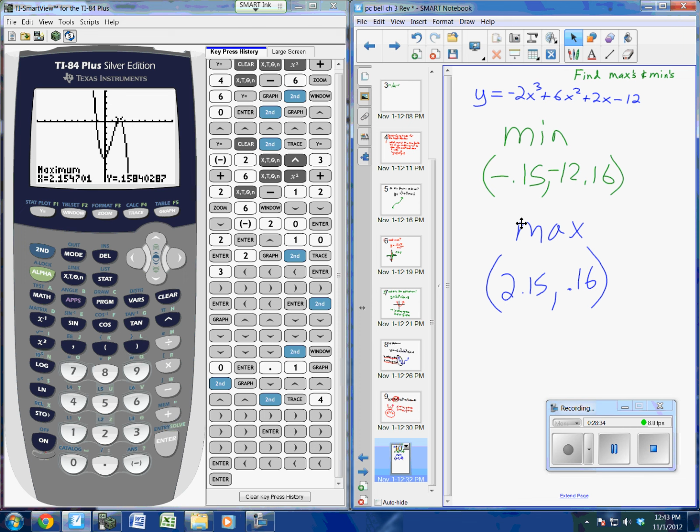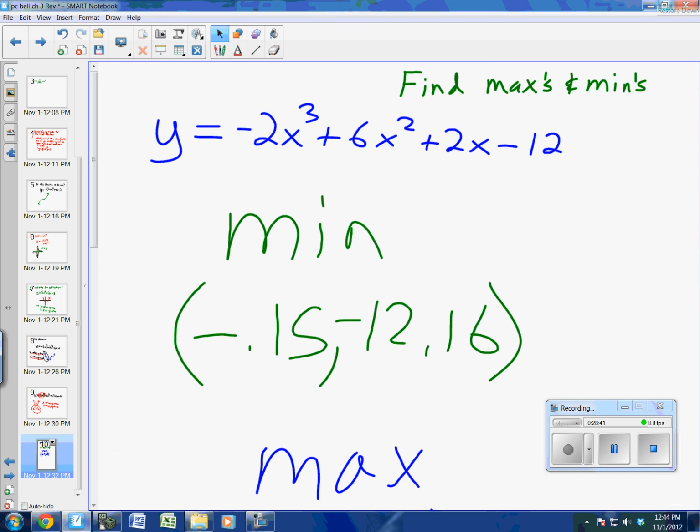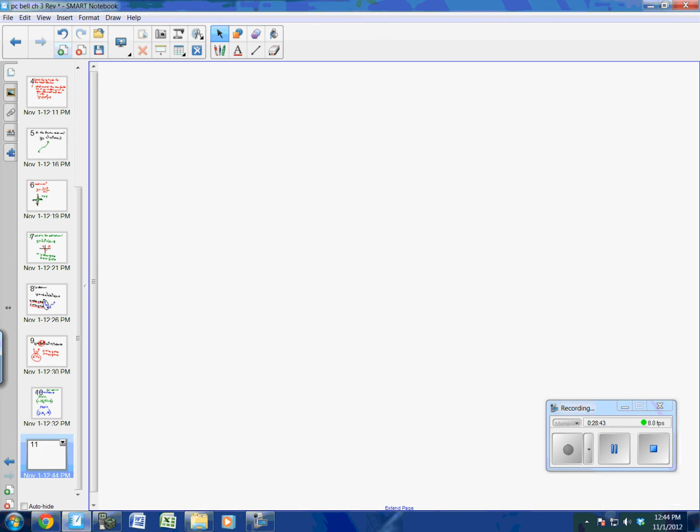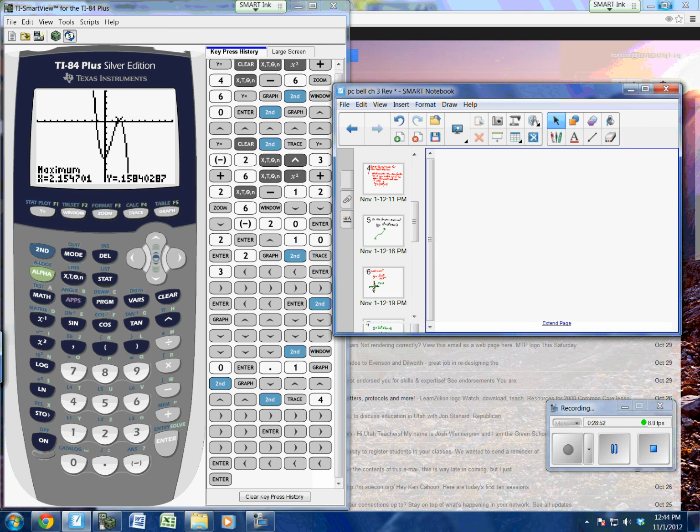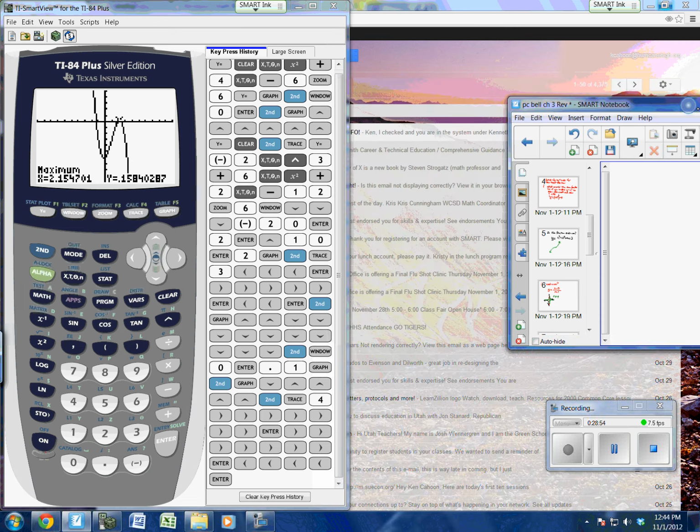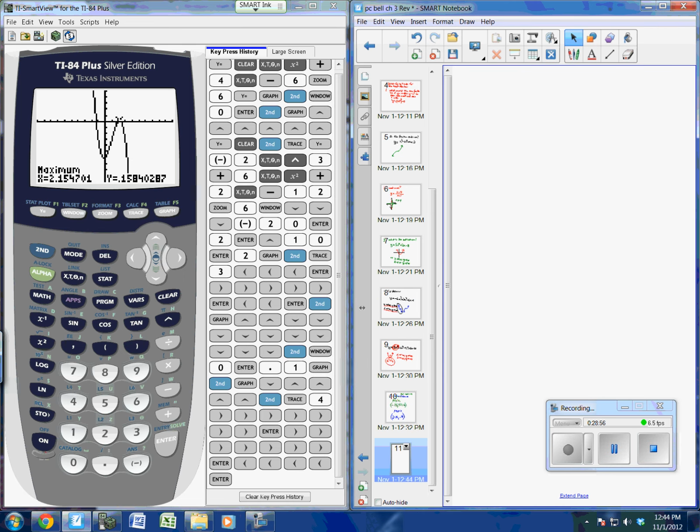All right, next question. You guys all know how to find maxes and mins now? Because that's on the test. Oh, by the way, let's go back to this last problem. Now I want you guys to find the intervals on which this function is increasing and decreasing. That's the next question. On what intervals is the function increasing and decreasing?